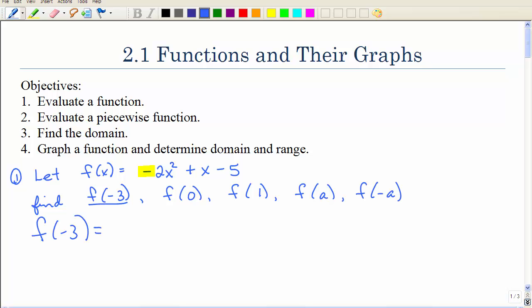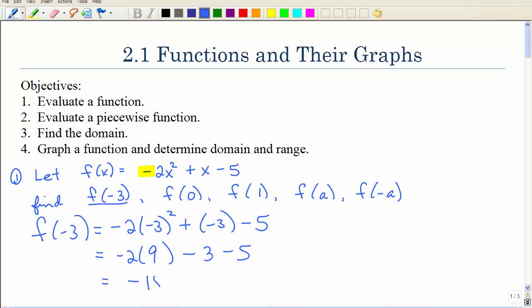Well, negative 3 is going to take the place of x. So we carefully fill in negative 3 everywhere there is an x. And again, just be careful of order of operations. You are welcome to use a calculator, a scientific calculator, but this should be fairly easy. So again, order of operations say I need to square that negative 3 and make that positive 9. So I have negative 18 minus 3 minus 5, and I believe that is negative 26.